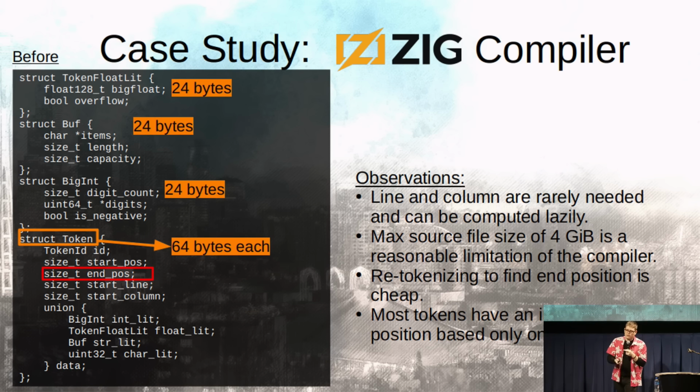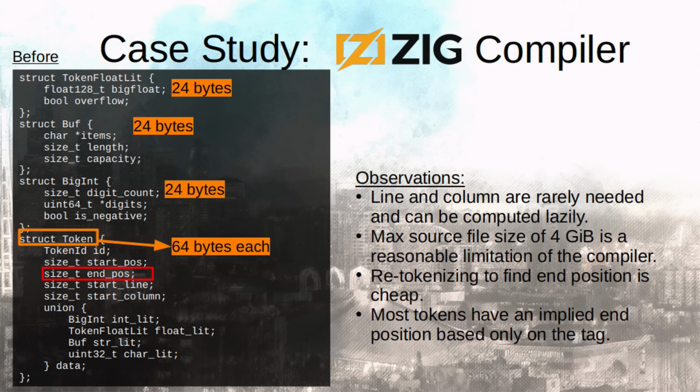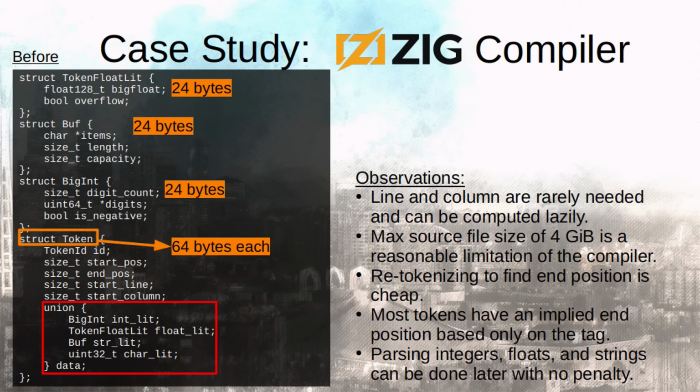Also, in the compiler, tokens are just asterisk, slash, or the "and" keyword. We don't even need to re-tokenize those. We just know the end position based on the fact that it's the "and" keyword. It's obviously 3, right? Finally, why are we parsing integer literals? Why are we parsing string literals during the tokenizing? We can just do that later. It'll be the same cost, but now we can make our tokens way smaller by not storing all this extra data.